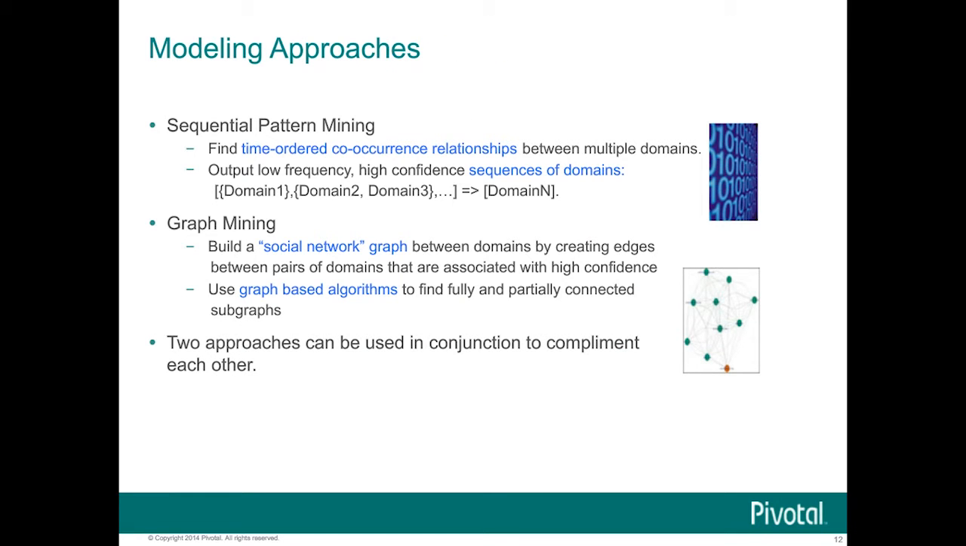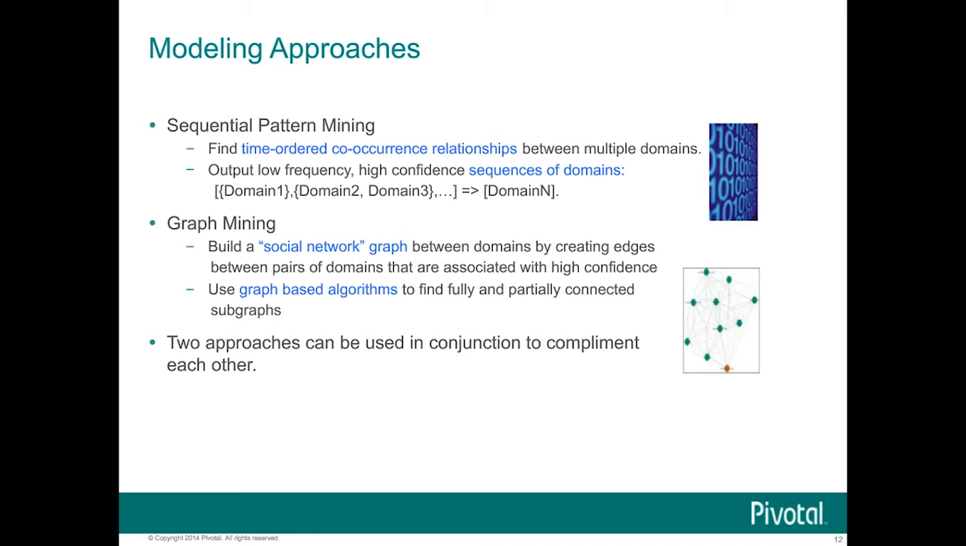So in order to tackle this problem, we use two different modeling approaches. One is called a sequential pattern mining technique, and the other one is a graph mining technique. The sequential pattern mining technique is a popularly used technique to find time-ordered co-occurrence relationships between a set of items. In this case, the set of items would be the domains visited by the user. In order to detect the watering hole attacks, we need to output low-frequency, high-confidence sequences of domains.